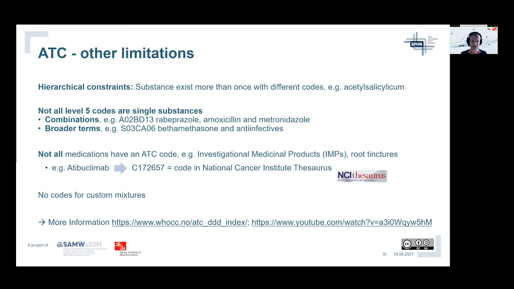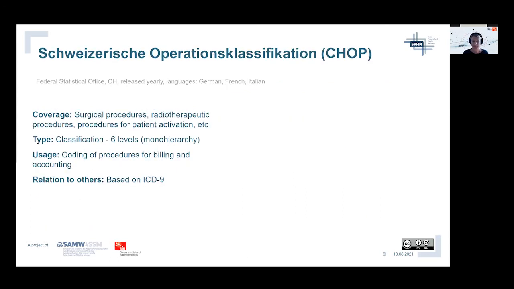Now let's go straight to the next one, which is CHOP, the Swiss classification for procedures. And it's covering surgical procedures, but also more than that. From the German name that you can see here, you might imagine, oh, it's just about surgery, but it's not. Also radiotherapeutic therapeutic procedures, procedures for patient activation, some administrative procedures. It's really a lot. And it's also a monohierarchy like ATC. It has 6 levels of hierarchies, and it is mainly used for billing and accounting.